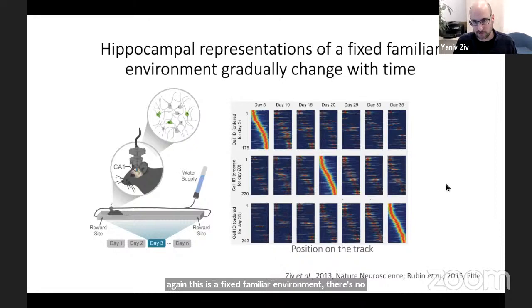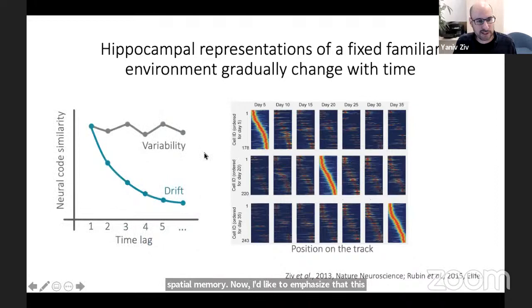Now this finding of representational drift was rather surprising at the time because of the notion that you need a stable hippocampal representation to support a stable memory, a stable spatial memory. Now I'd like to emphasize that this representational drift is different from mere variability in the neuronal activity.